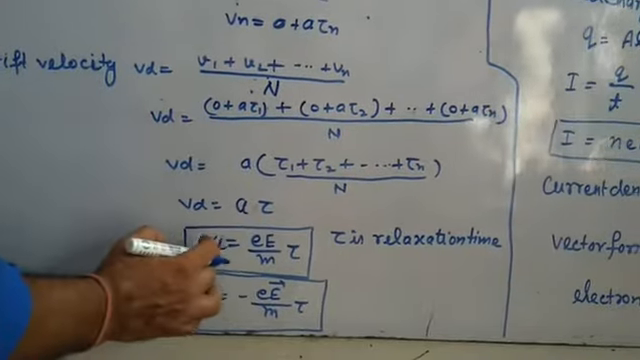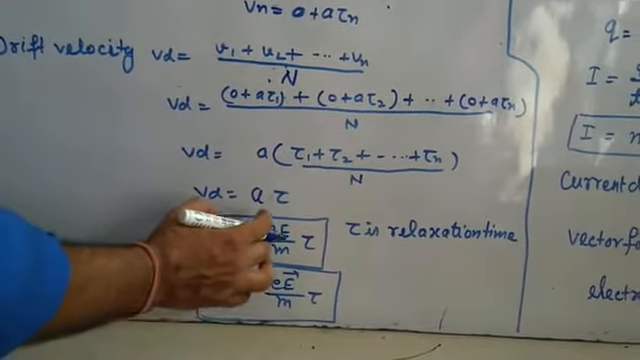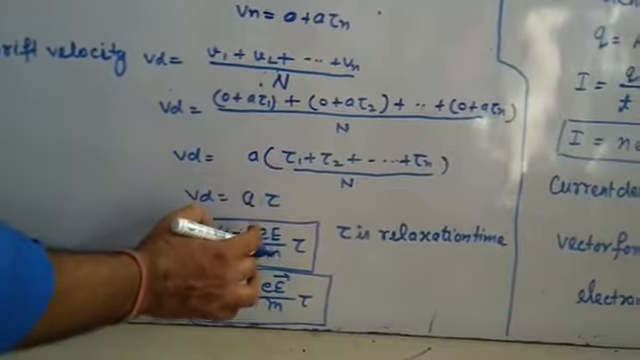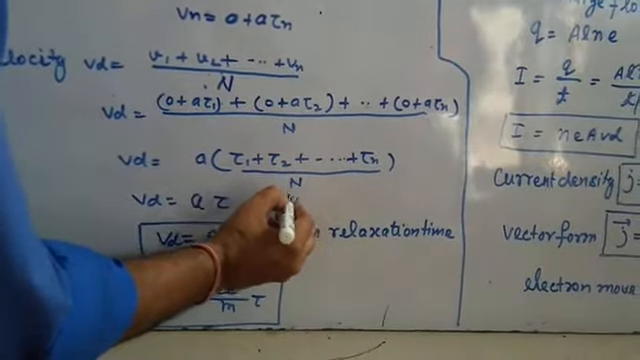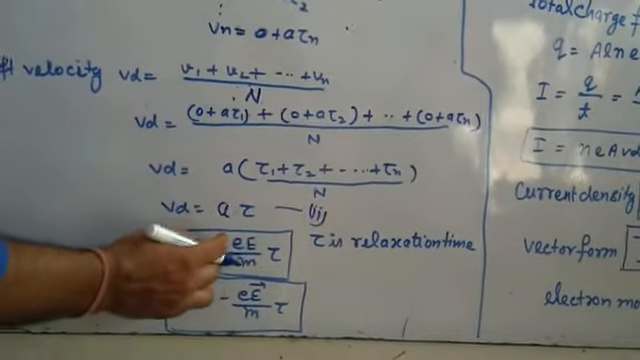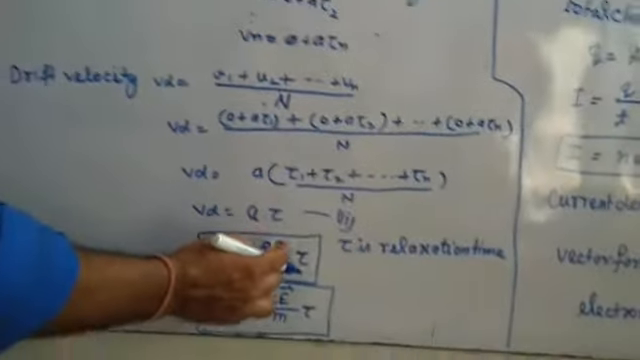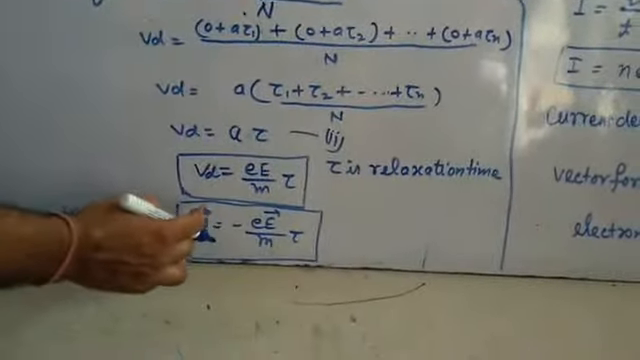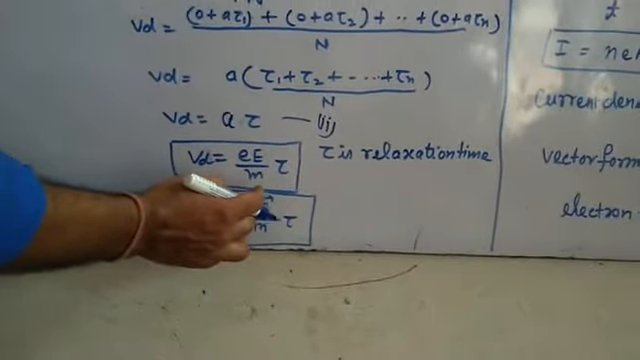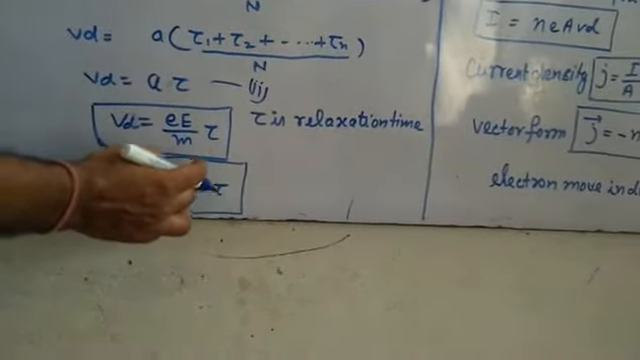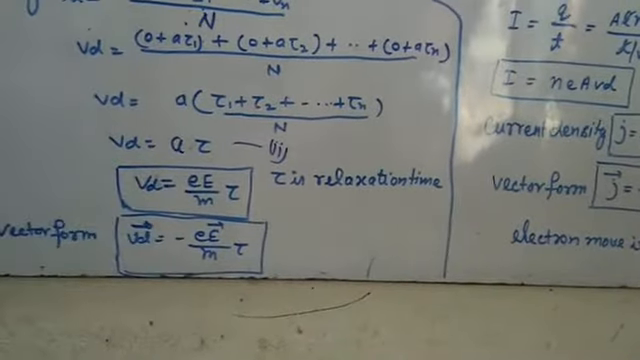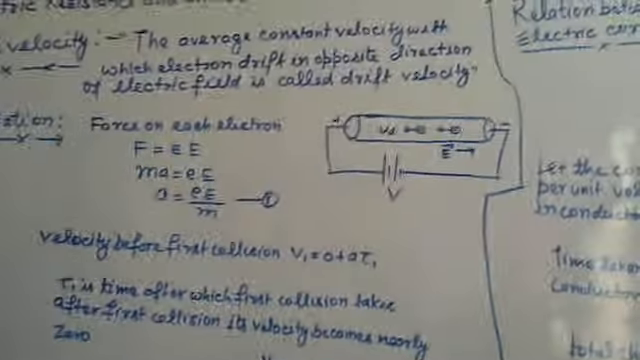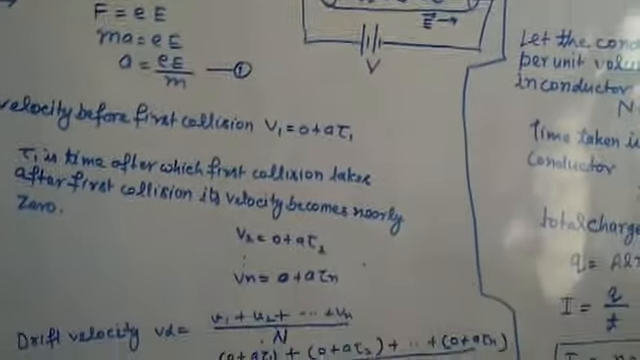the two successive collisions. Vd equal to eE upon m into tau, taking the value of a from equation 1. In vector form, Vd equal to minus e vector E upon m into tau. The minus sign shows that the electron drifts opposite to the direction of the electric field.